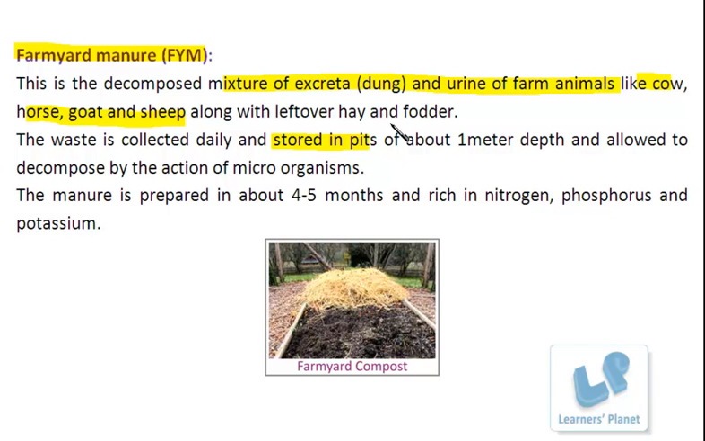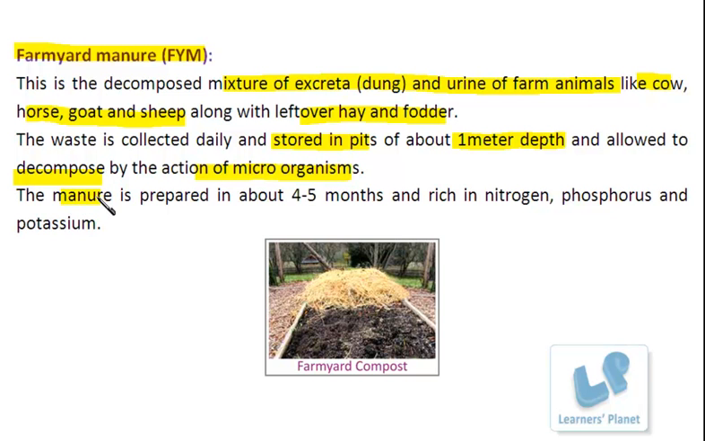Not only the excreta or urine, but also the leftover hay and fodder coming out from the farm animals' shelter, all these things are collected together. They are stored in pits about 1 meter deep and allowed to decompose naturally. For this, the microorganisms start growing over there, and thus these are decomposed into manure. They simplify the organic material into a simpler form.